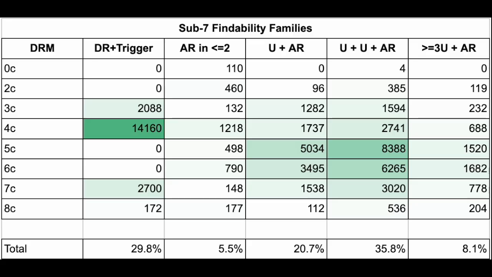This is all of the sub-7 DRs broken down into those categories by corner DRM plus these kind of findability families. And you can see that learning the DR plus trigger, especially for 4C, gets you pretty far. Most of the cases, this is the biggest single case. 4C has lots of triggers. 4C4E, 4C2E, 4C6E are all triggers that are counted here in this case.